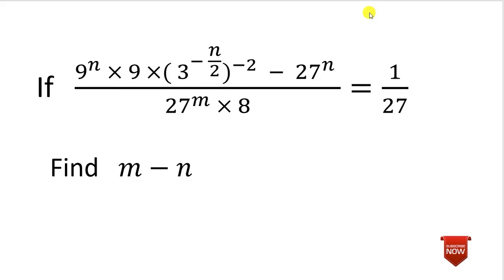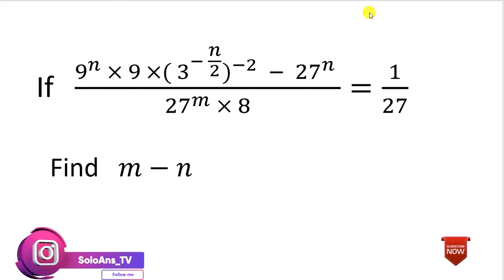Hello, today we would like to solve the Holy Child School Mock Examination 2022, the Core Maths paper, question number 6A. Okay, so let's start. It says that if (9 exponent n times 9 times 3 exponent negative n over 2) all exponent negative 2 minus 27 exponent n, all over 27 exponent m times 8, is equal to 1 over 27. Find m minus n. So the question wants us to find m minus n.